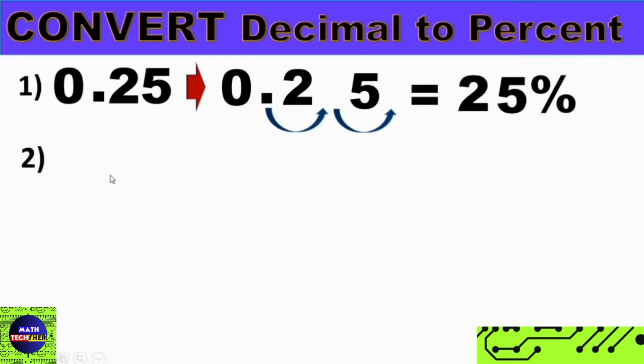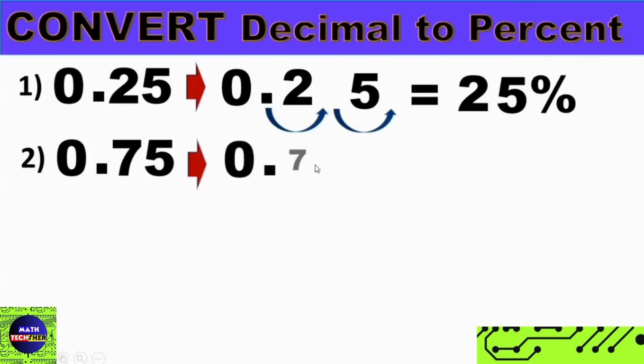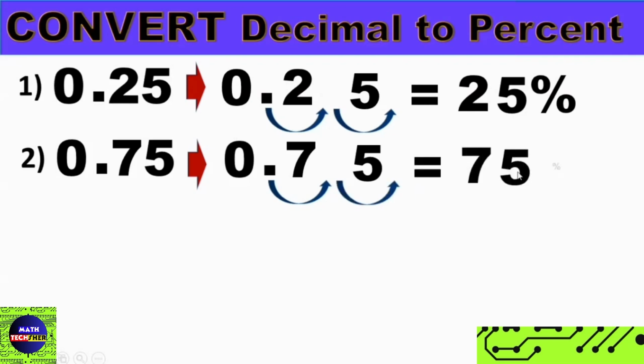Number 2, 0.75. Convert to percent, we have 0.75 from the point. Okay, move 2 places going to the right, then 1 and 2. So we have 75 and add percent sign. So 0.75 is equivalent to 75%.